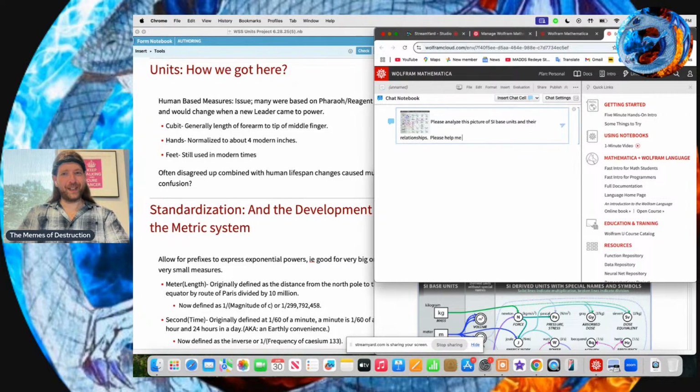Please help me design an image. Please help me write some code to help illustrate these relationships, preferably in a circular layout with the base units being on the periphery of the circle.